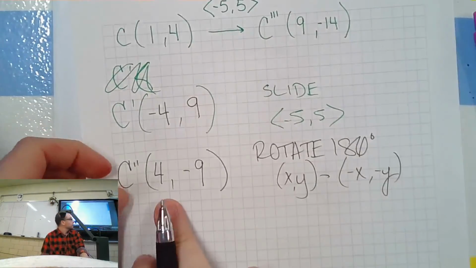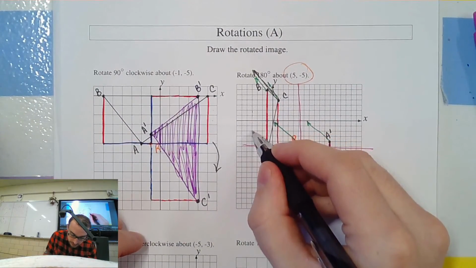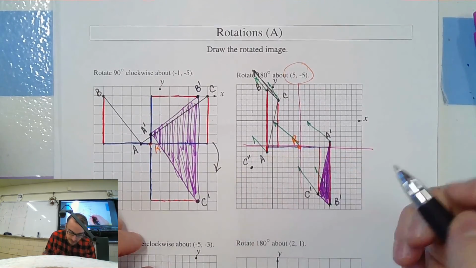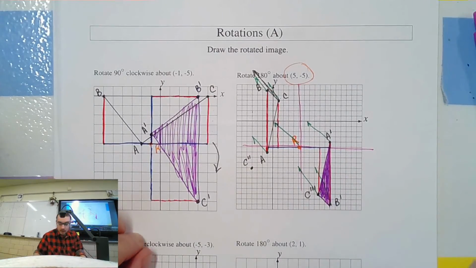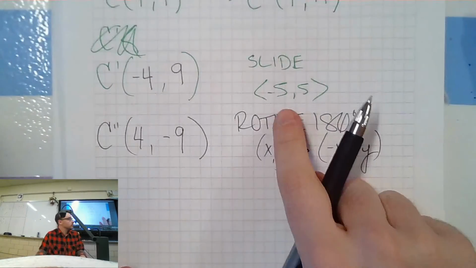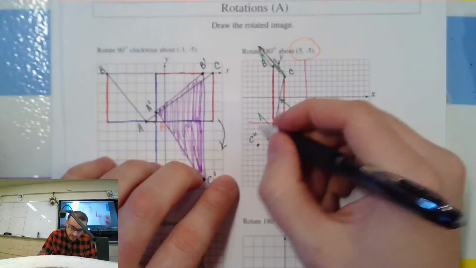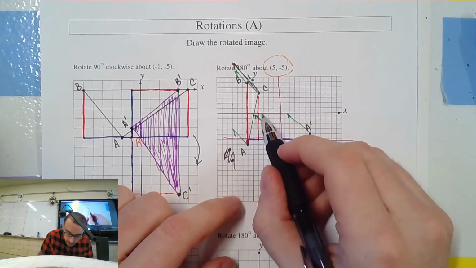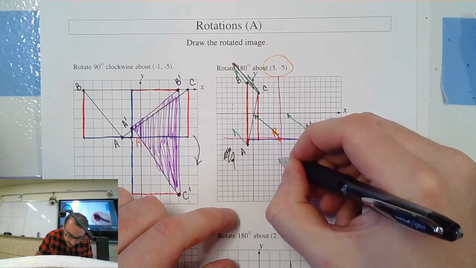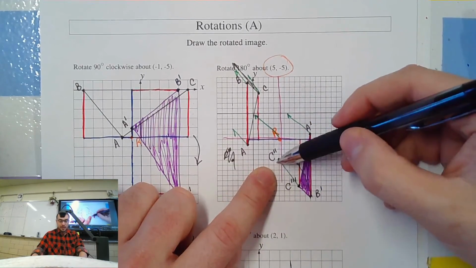After we did the rotation, we got 4, negative 9. 1, 2, 3, 4. 1, 2, 3, 4, 5, 6, 7, 8, 9. So that's C double prime. And we're looking for C triple prime. We're going to slide it back. How are we going to slide it back? Well, before we slid it by negative 5, 5. I did that wrong. It's 4, negative 9. 1, 2, 3, 4. 1, 2, 3, 4, 5, 6, 7, 8, 9. You see it?